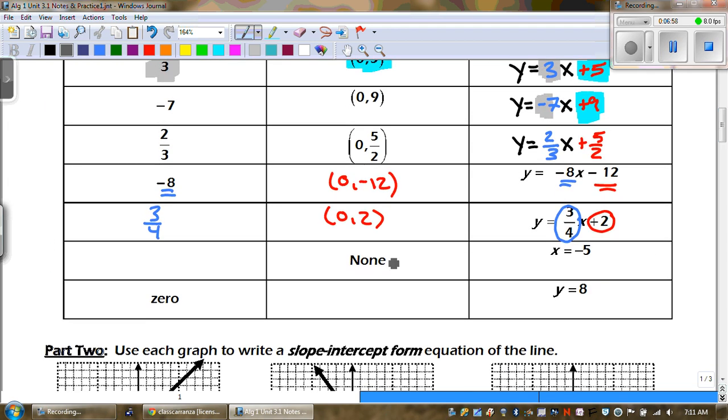So if there's no y-intercept here, our slope is undefined. And then for our next one, y equals, I know that's a horizontal line. Whatever this number is, that's going to be my y-intercept. And that's just following the pattern.